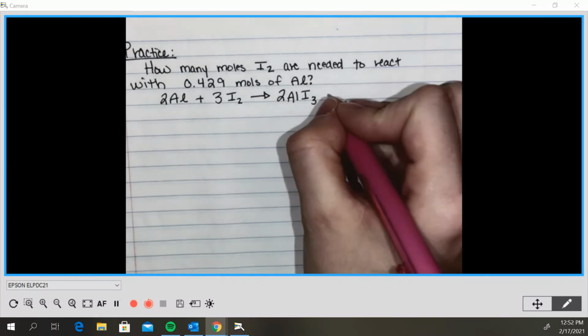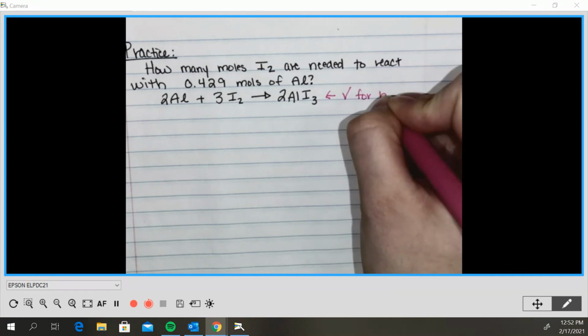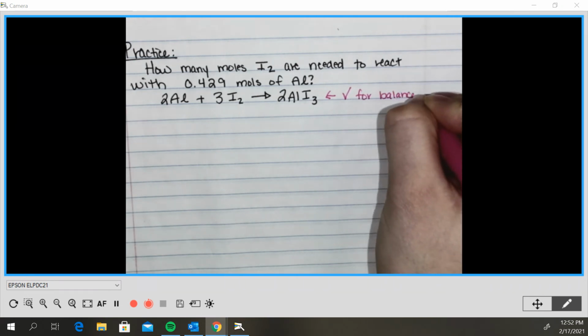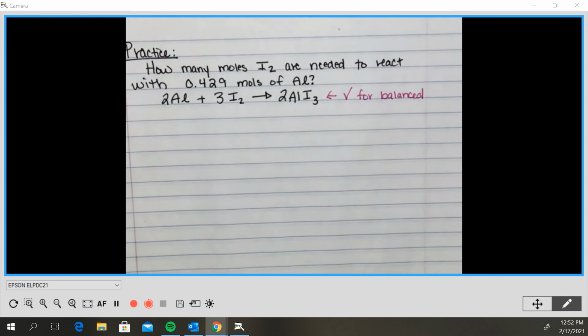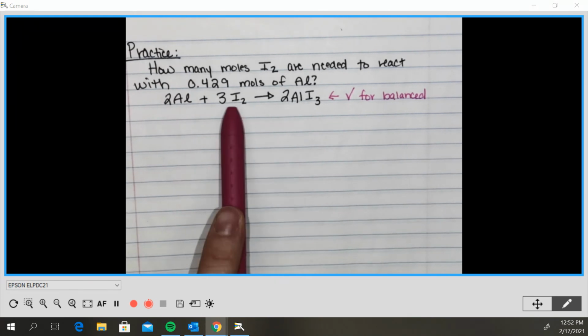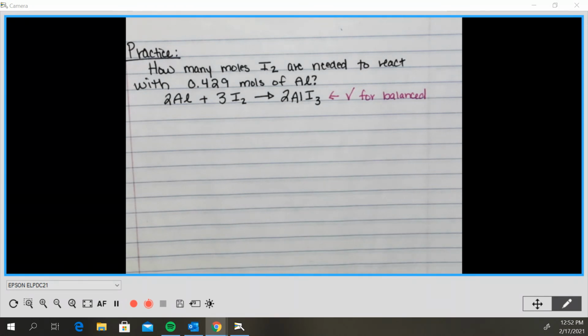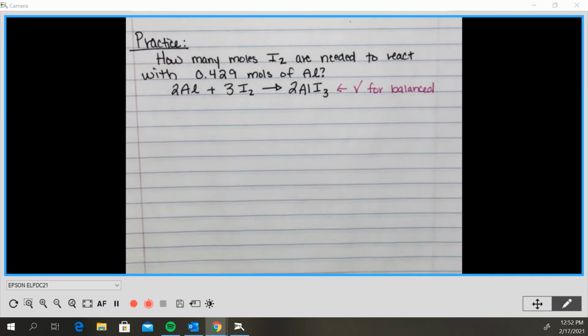Something I want you to definitely pay attention to is anytime you're given an equation, always check that it's balanced before you begin, because if it's not balanced, you're not going to get the right answer. A really quick and easy way to check is to just count in your head. 2 aluminum, 2 aluminum. 6I, 6I. This one's balanced and good to go. I'm going to give you a few moments to give this one a shot, and then we will work through it together.